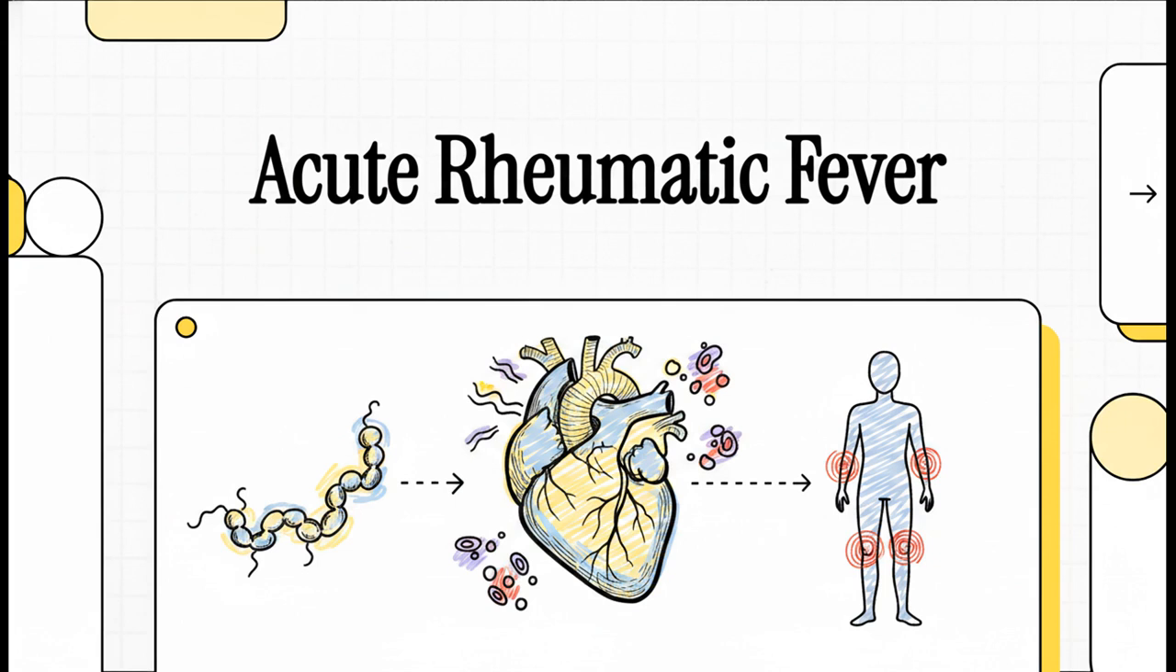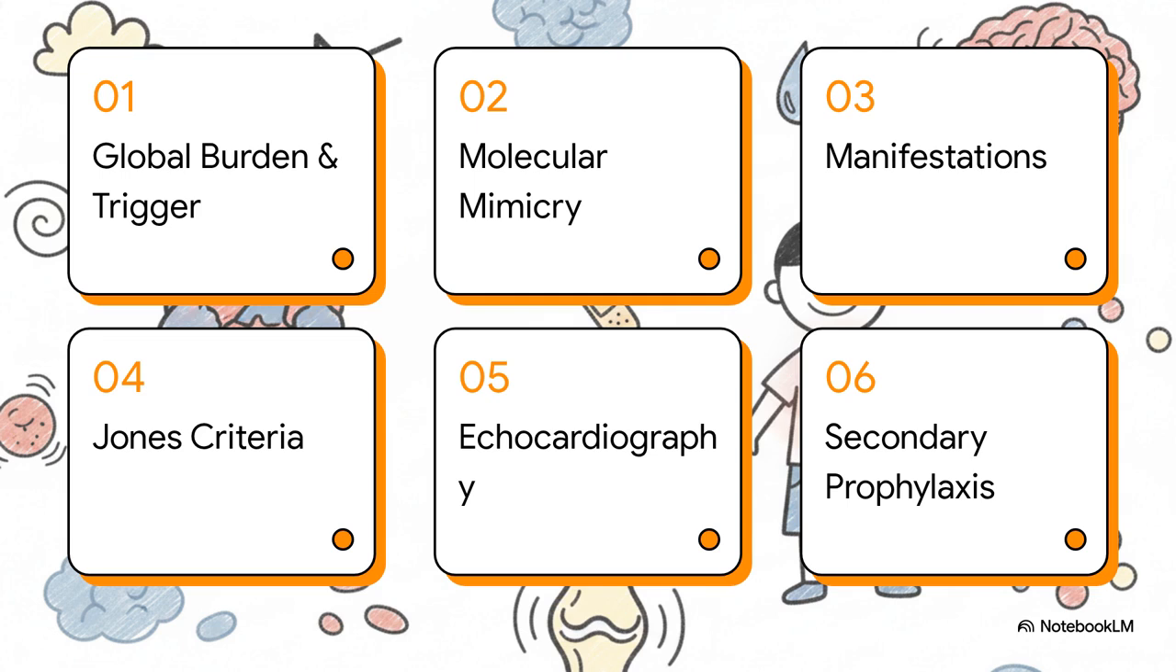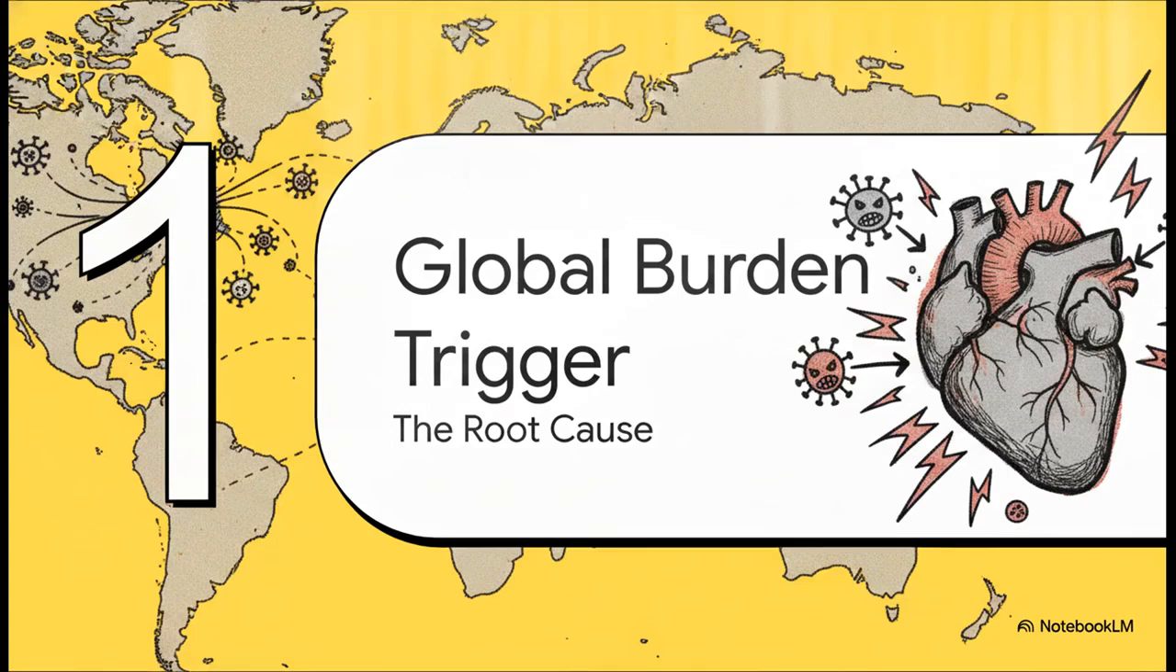Let's get started. To keep things organized, here is our agenda for today's clinical review. 1. The global burden and trigger. 2. Molecular mimicry. 3. Clinical manifestations. 4. The revised Jones criteria. 5. Echocardiography. And finally, 6. Secondary prophylaxis.